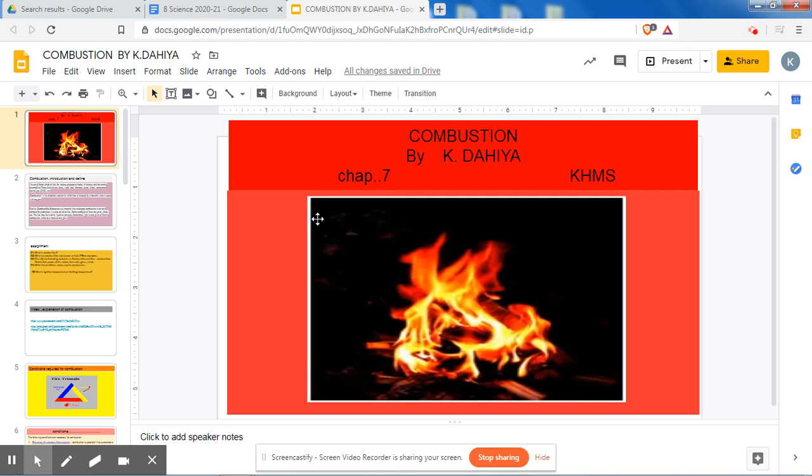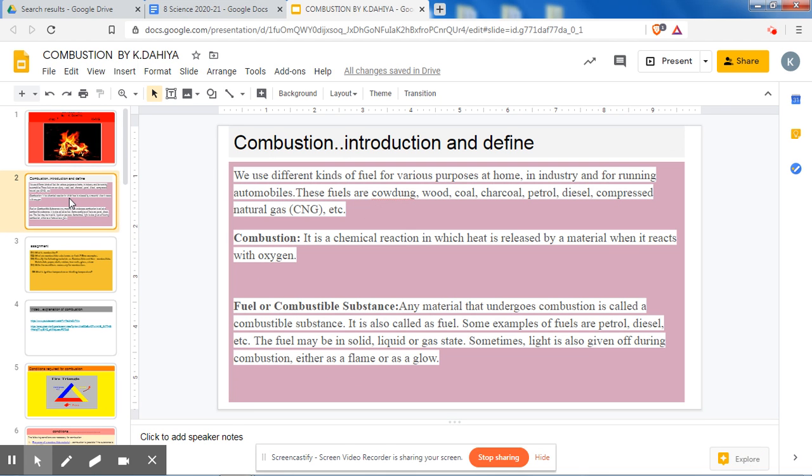Children, today we will start with chapter 7 for 8th class, combustion. Many substances burn to produce a large amount of heat, energy, sound and light. These are called fuels. For example, coal, charcoal, petrol, diesel, compressed gas, etc.